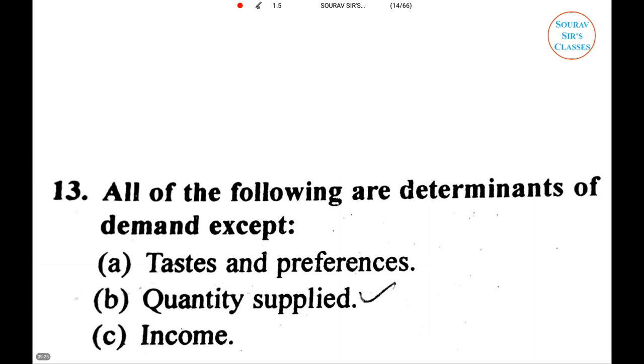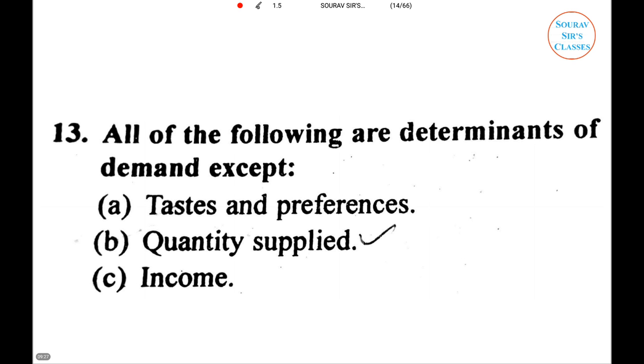Number 13. Which of the following are determinants of demand except... B, because quantity supplied doesn't come in question when we are talking about demand. So the answer will be B.